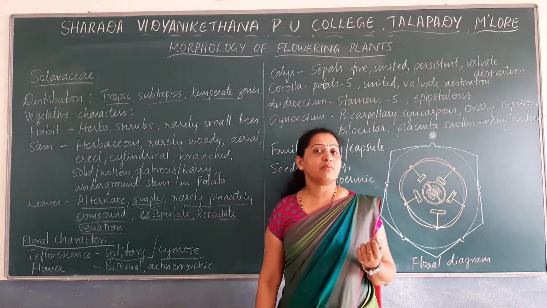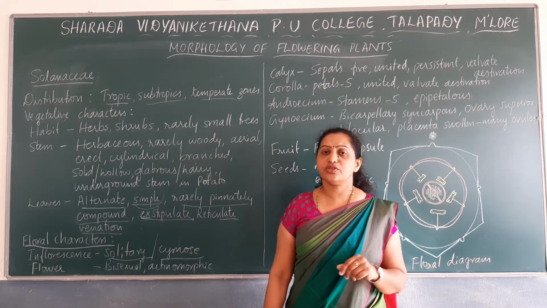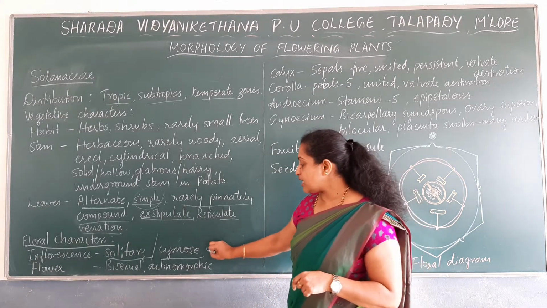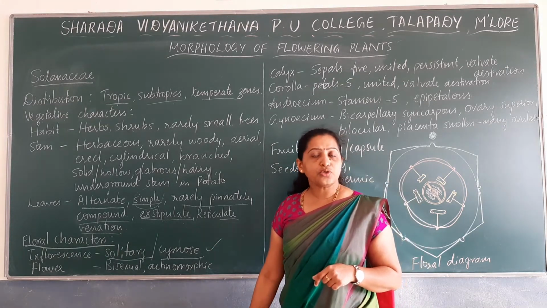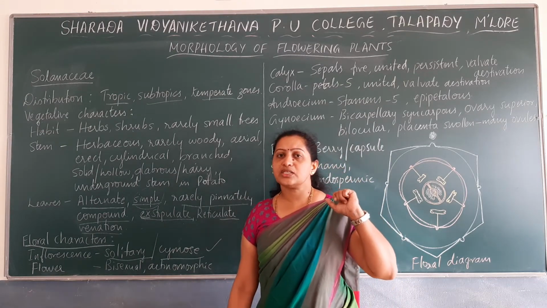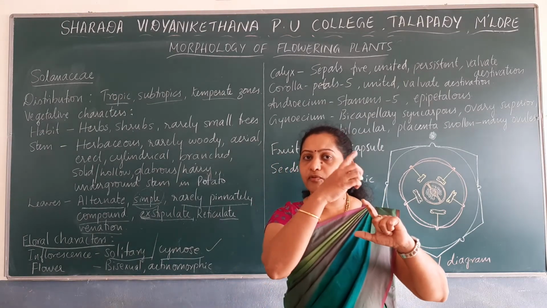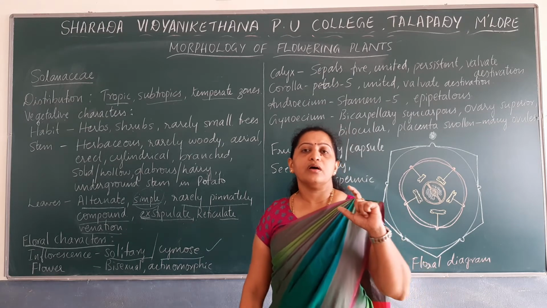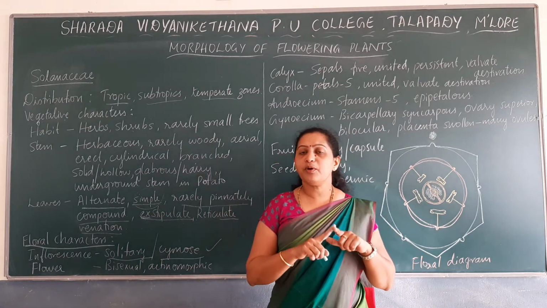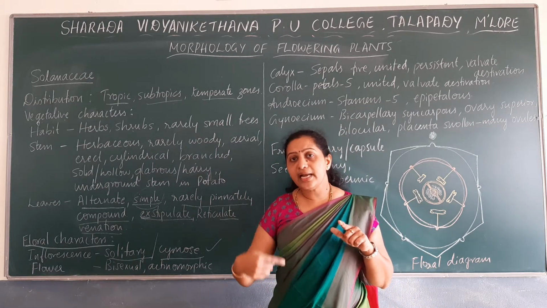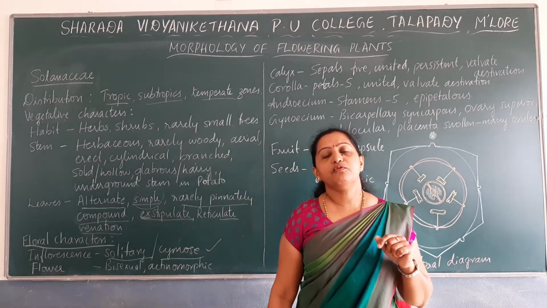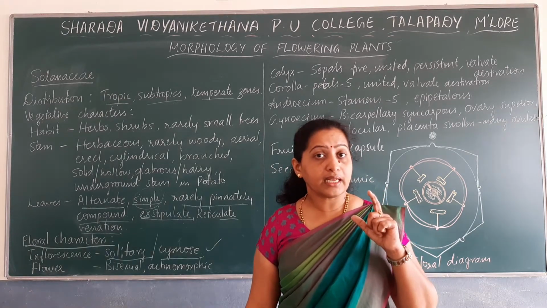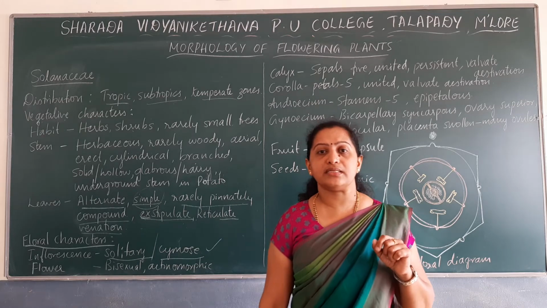Already we have discussed two types of inflorescence, racemose and cymose. So cymose inflorescence shows that the floral axis has limited growth. The older flower is formed at the tip of the floral axis, and later, at the base of the floral axis, new flowers are formed.